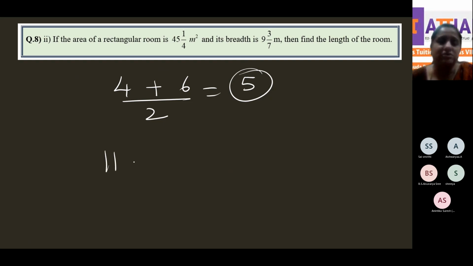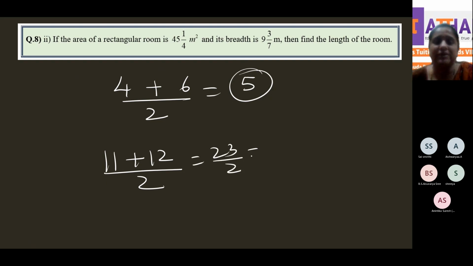Say 11 and 12. 11 plus 12 by 2. We take two numbers, 11 and 12, we add and divide by 2. So this will be what? 23/2. And what is 23/2? It's 11.5. And clearly 11.5 lies between 11 and 12.